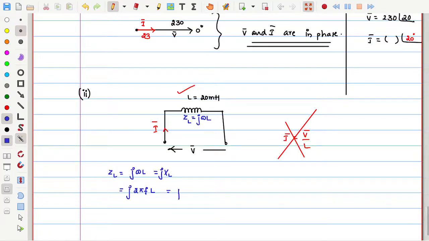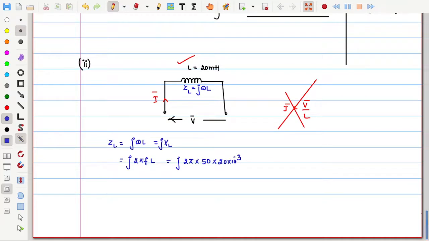Now this omega can be written as 2 pi f into L. Now we know everything. f is the frequency, 50. How much is L? 20 into 10 power minus 3, millihenry, right? How much is this value? Tell me.